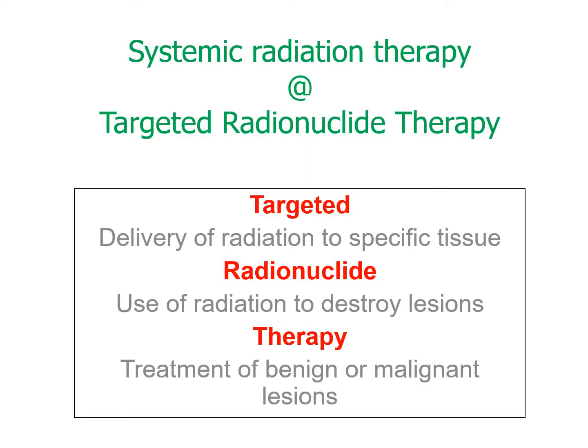So what people call systemic radiation therapy or targeted radionuclide therapy. Why is it being called so? Because when we are saying targeted, it will deliver the radiation to a very specific tissue or area. And obviously, we are using the radionuclide as a radiation to destroy the lesion. And yes, it is used as a therapy because it is for the treatment of benign or malignant lesions.